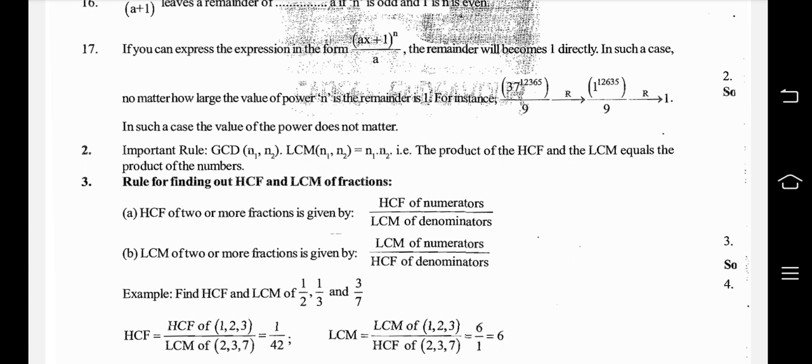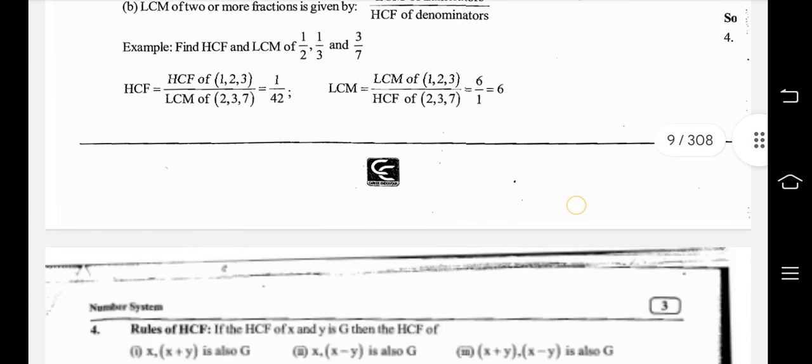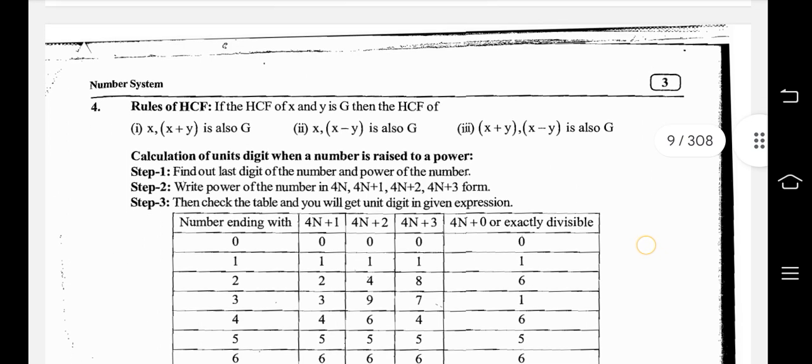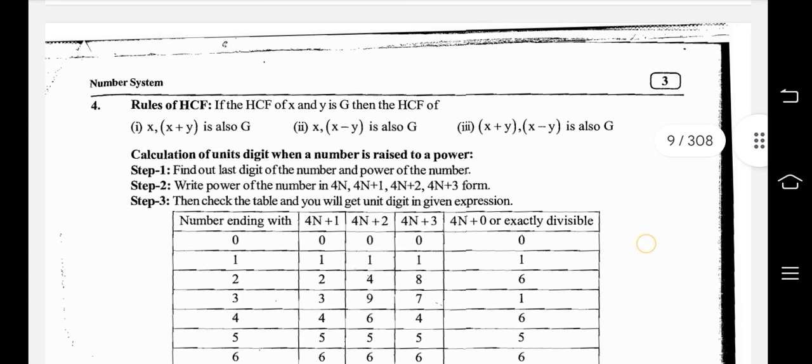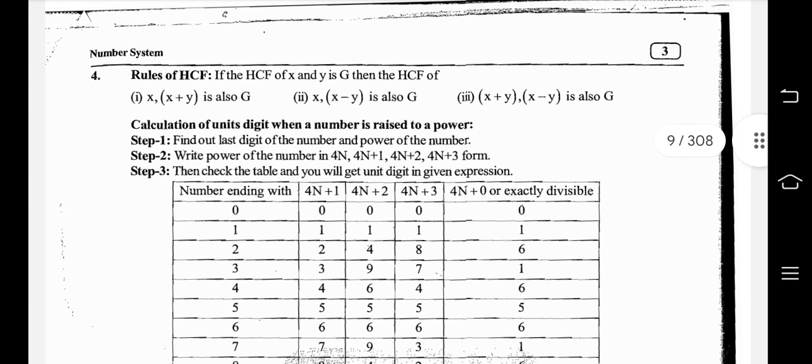Rule of finding HCF and LCM of fractions. HCF of two or more fractions is given by HCF of numerators over LCM of denominators. LCM of two or more fractions is given by LCM of numerators over HCF of denominators. Then rule of HCF: if the HCF of x and y is g, then the HCF of x plus y is also g, and of x minus y is also g.